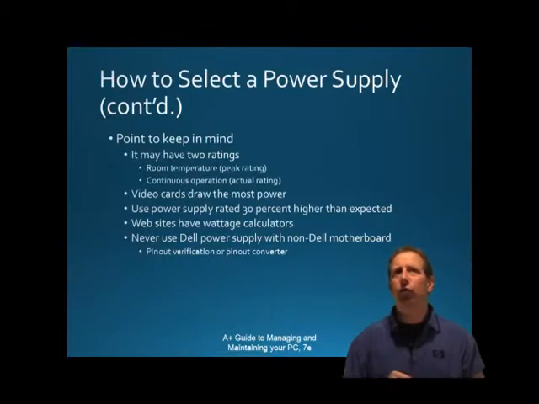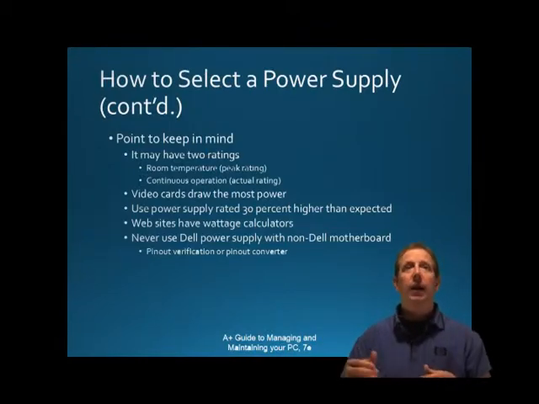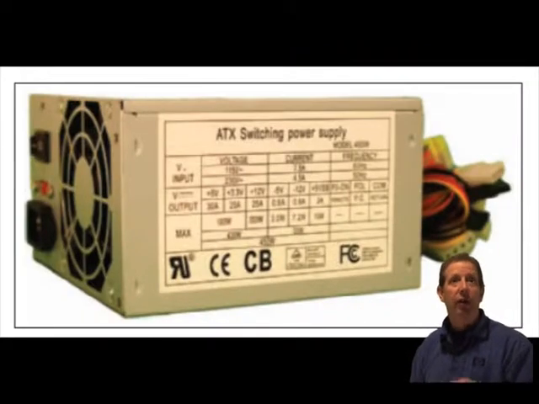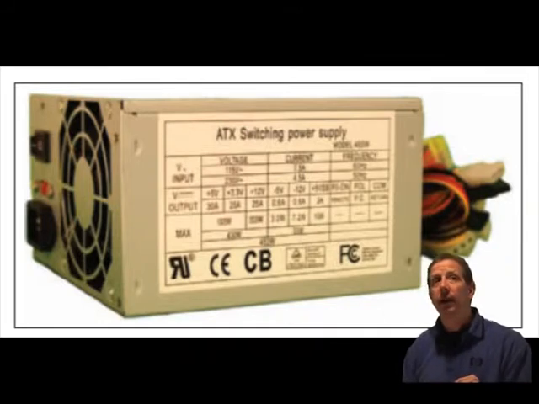Point 2. Video cards draw the most power in a system, and they draw from the positive 12 volt output. So pay particular attention to this rating. For example, as you see behind me, the positive 12 volt output is 300. Notice in the figure the unit is rated at a total peak load of 450.